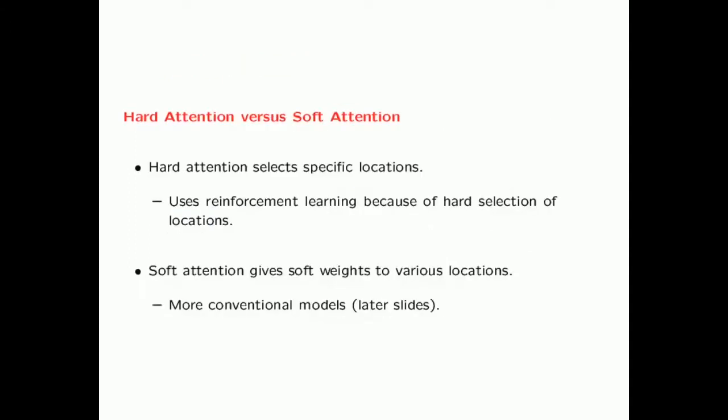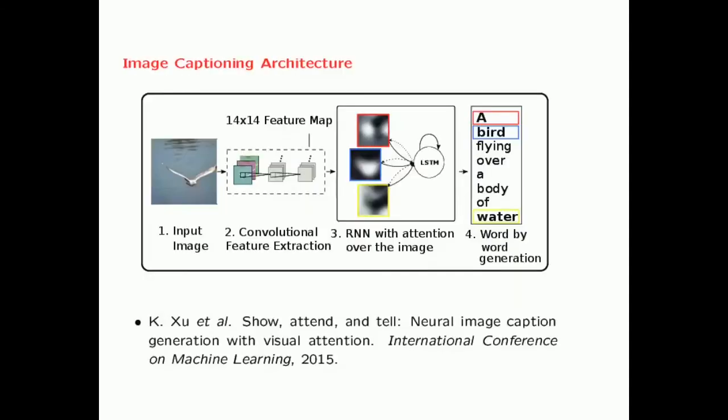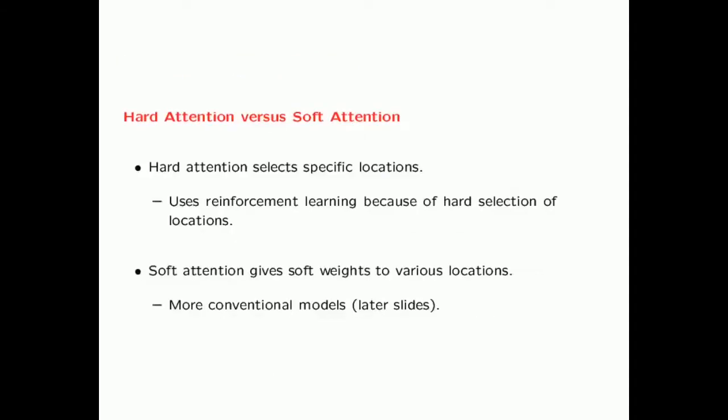Now, in image captioning, there were two types of attention that were used in this paper. One was hard attention, which selects specific locations, and this approach uses reinforcement learning because of the hard selection of locations. And the other is soft attention, which gives soft weights to various locations. Now, here you don't need to use reinforcement learning, and we won't discuss this approach in the case of the image captioning setting, though you can go back to the image captioning paper, this paper by Xu et al., to see how they have used soft attention. But we will discuss a different approach.